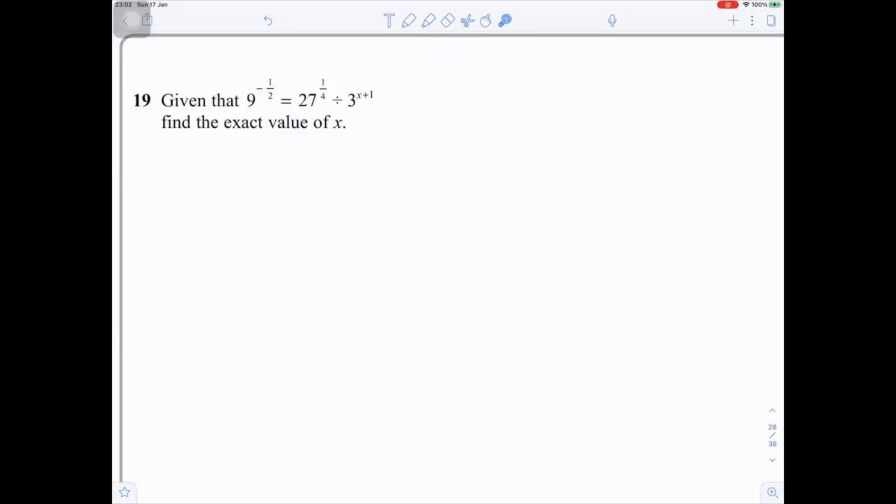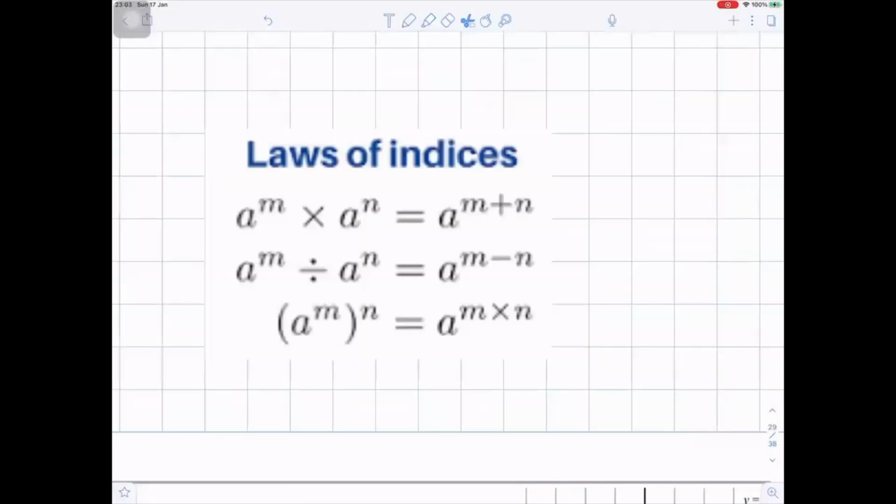Question number 19. Given that 9 to the minus a half is equal to 27 to the 1 over 4 divided by 3 to the x plus 1, find the exact value of x. So we're going to be using some of these laws of indices.